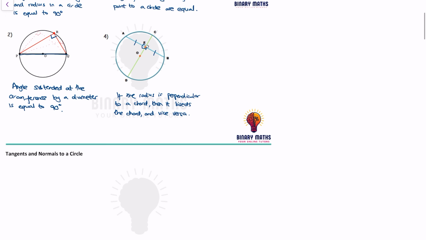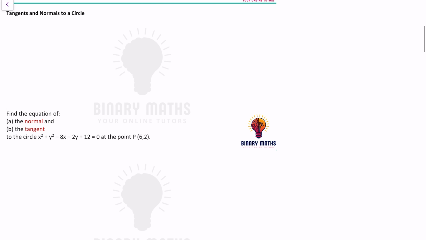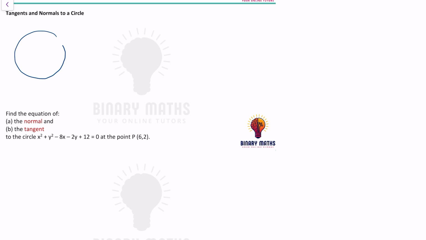Another definition that you need is about tangents and normals to a circle. So if you have a circle, and this is the radius, and there's a tangent to a point on the circle, that means it meets the circle at one point, so it touches the circle really. So this is called a tangent to a point on a circle.